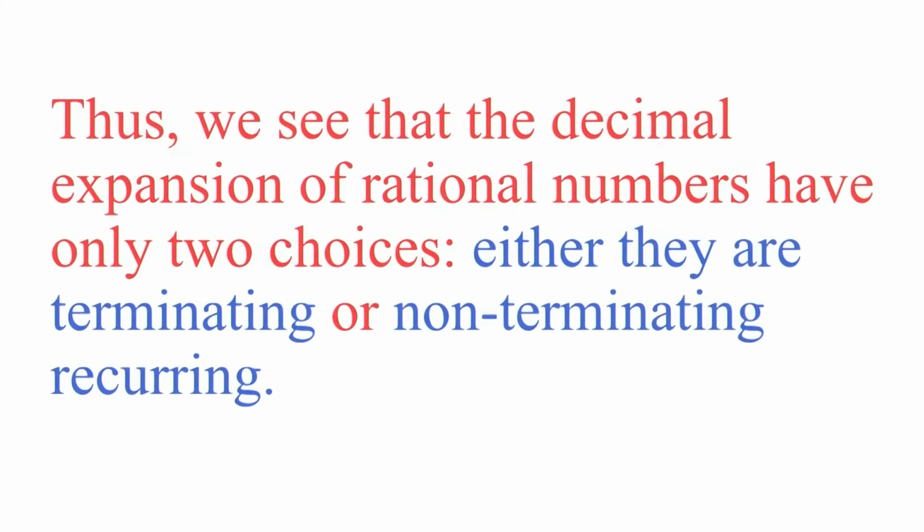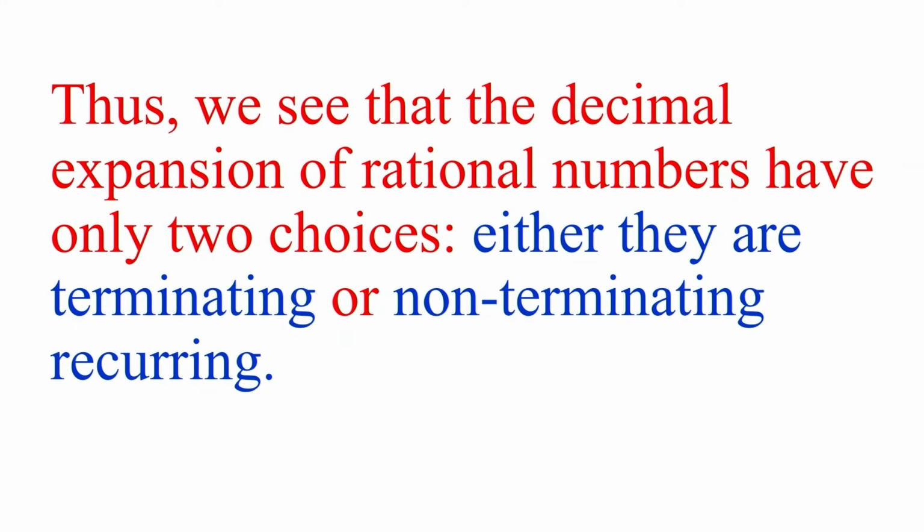Thus we see that the decimal expansion of rational numbers has only 2 choices, my dear friends. What are those? Either they are terminating or non-terminating, recurring. These are the only 2 possibilities. Please note down this very important point.